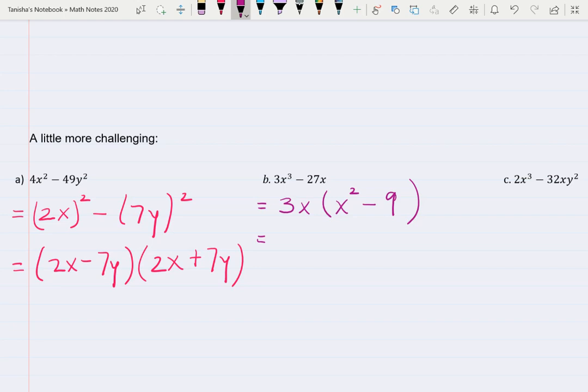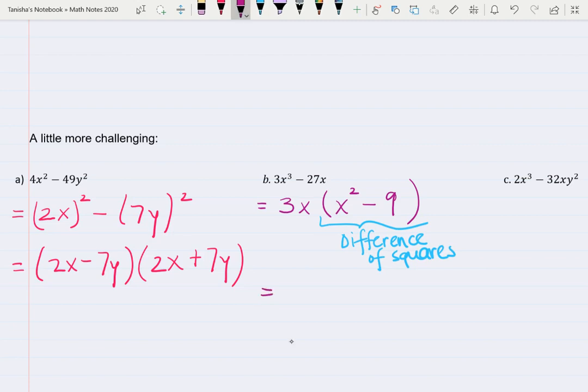So looking at the first term, 3x, we can't factor that again, but looking at the binomial inside of the brackets, we have an x squared minus 9. This is our difference of squares. So it is a factor that we got from the first factoring process, but we can factor that factor again. Okay, so we're factoring the x squared minus 9.